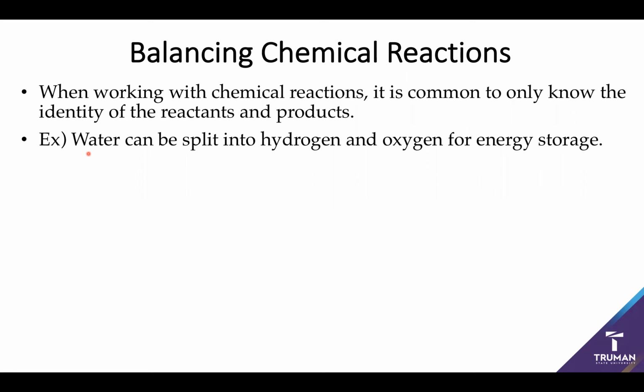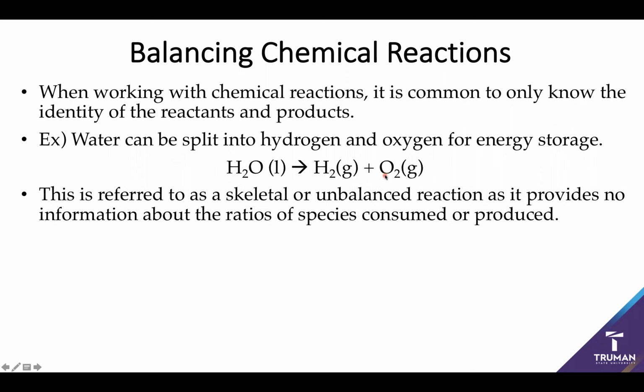Now, the question is, what does this look like in terms of a chemical reaction? So if I'm going to try and make the reaction, the first thing I'm going to want to do is write down the species and the forms. So water should be in the liquid phase. Hydrogen and oxygen are going to be gases naturally. So this is what we call a skeletal or an unbalanced reaction. Expect to get these a fair bit because this is how people talk.